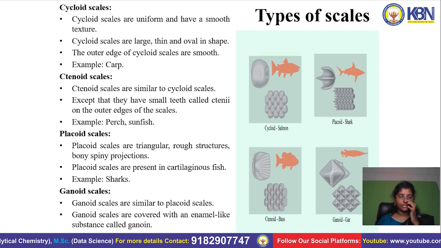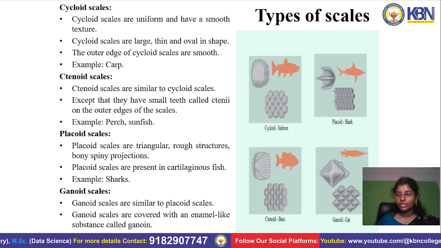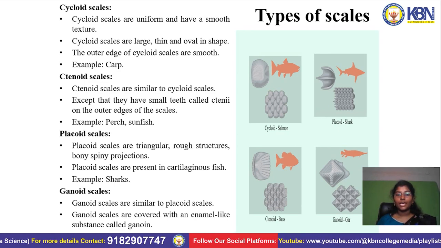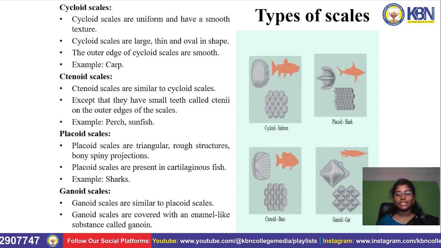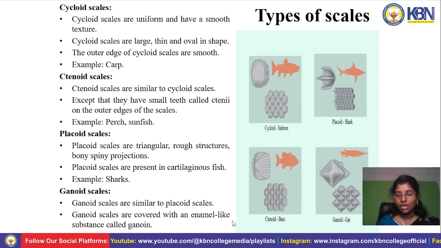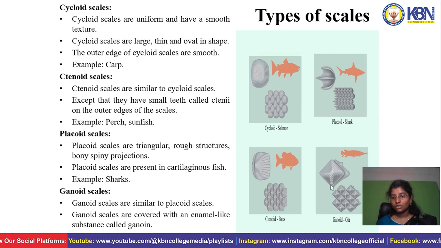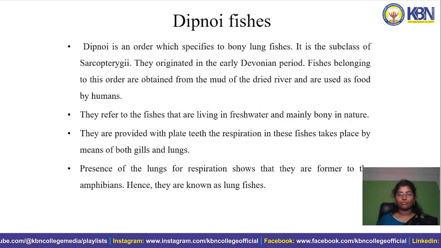Next, ganoid scales. Ganoid scales are similar to the placoid scales. Ganoid scales are covered with an enamel-like substance called ganoin. Examples, gar, bichir. Here we can observe the rhomboidal shape present in the ganoid scales. They are mostly similar to the placoid scales.